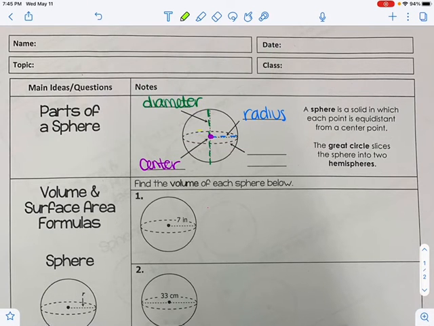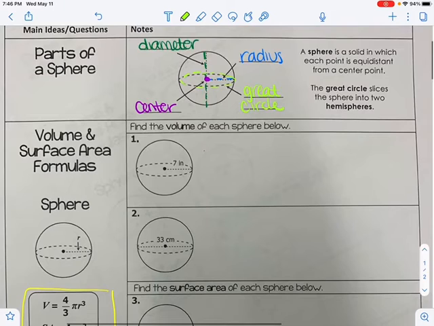The new part, though, is this dotted circle that's going through the sphere. That's called the Great Circle. And what it does is if you were to cut right there at that Great Circle, you would break your sphere into two hemispheres, which are constant shapes, and you'll see why later on next week.